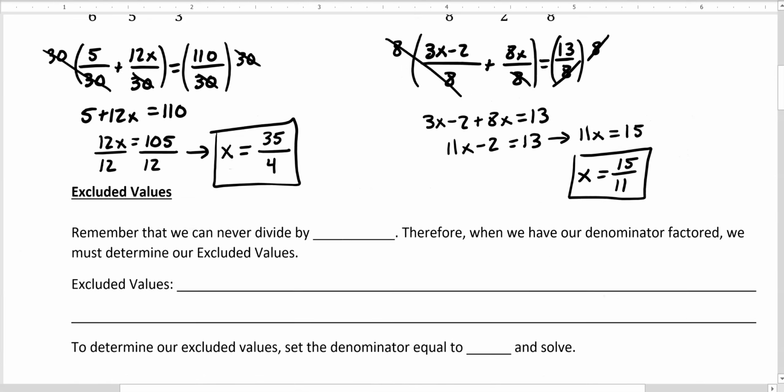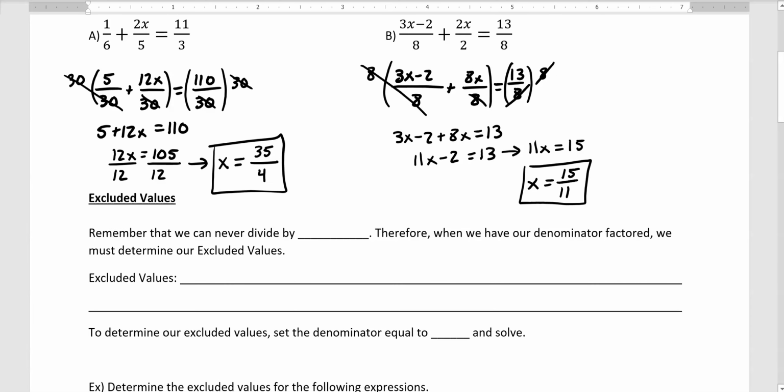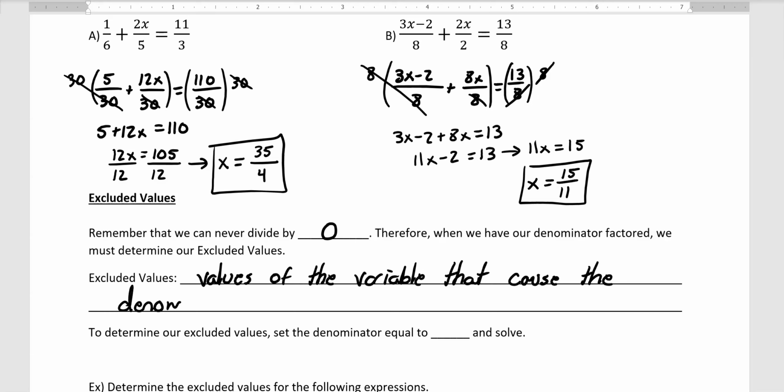So when we're dealing with rational expressions, there's a major idea we need to discuss, and that is excluded values. And the logic behind excluded values is that we can't divide by 0. Therefore, when we have our denominator factored, we must determine our excluded values. Excluded values are values of the variable that cause the denominator to equal 0.